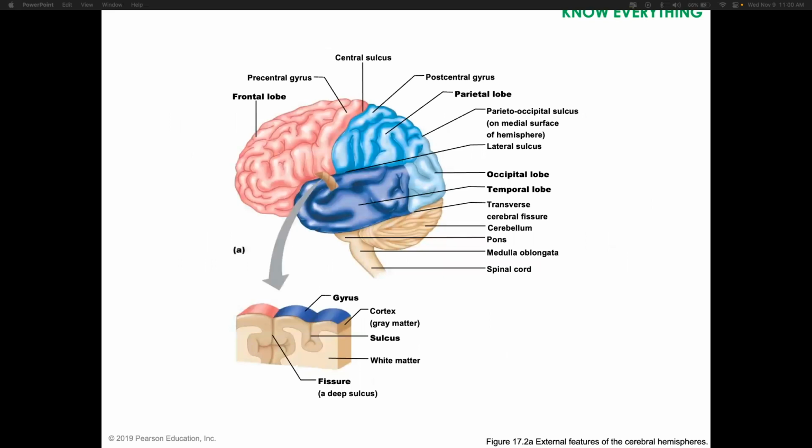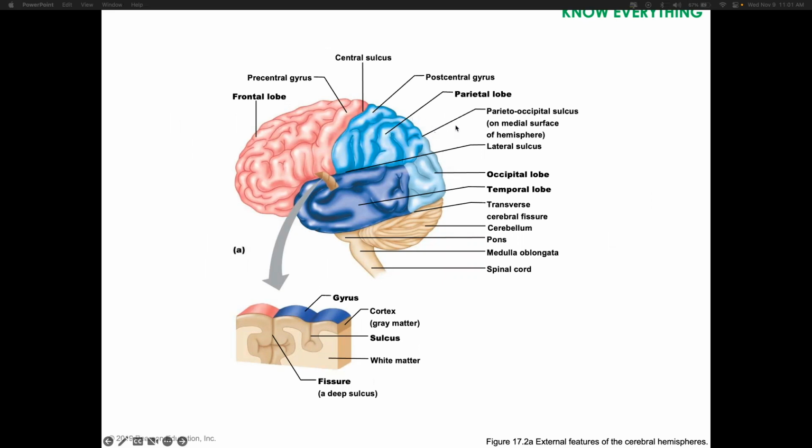So here's a representation of the grooves and the lobes found in the cerebrum. So up here in the front of the skull, we have our frontal lobe. Going towards the back, we see our precentral gyrus, our central sulcus, our postcentral gyrus, and then we have our parietal lobe here in this lighter blue.